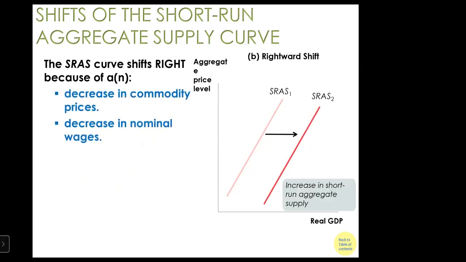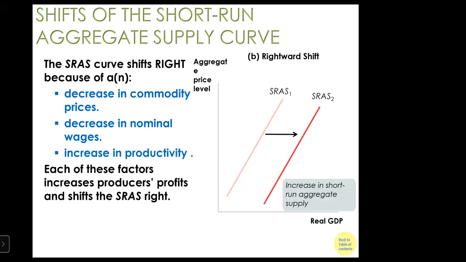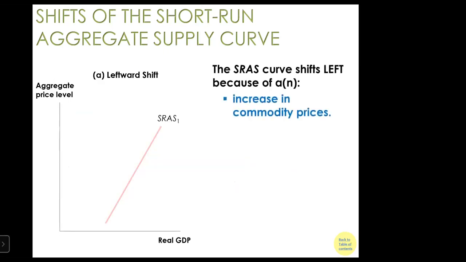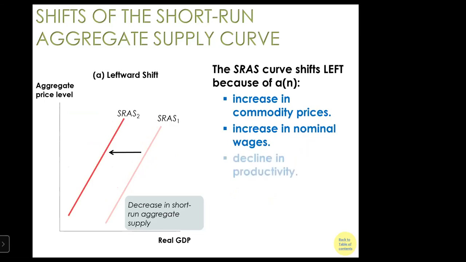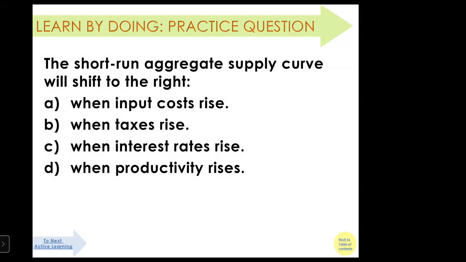Here is just a summary: a decrease in commodity price, a decrease in nominal wage, or an increase in productivity. All of them will cause a rightward shift or an increase in aggregate supply, because each of those will increase the profitability of business. And then in the aggregate, we are going to see an increase in aggregate supply. The opposite happens for a leftward shift. Now let's look at this practice question.